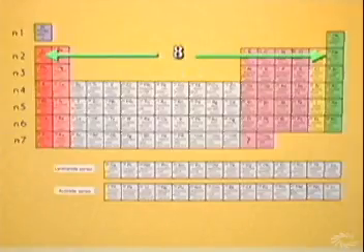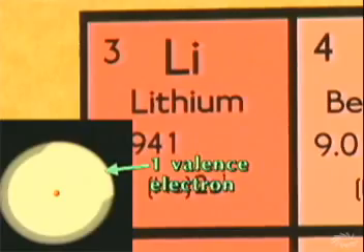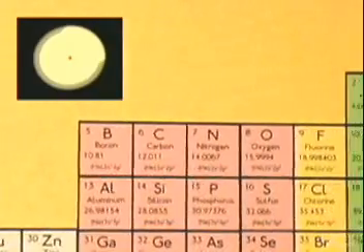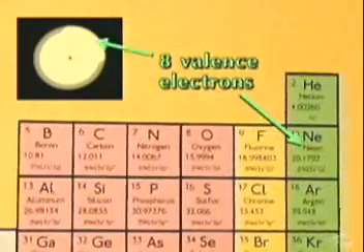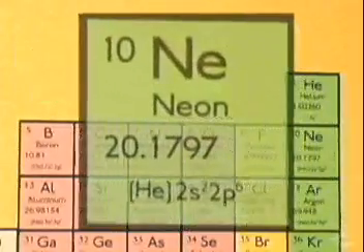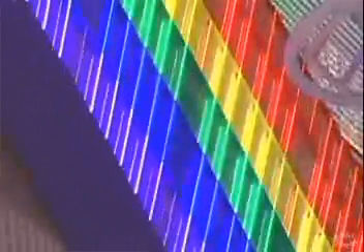The second energy level can accommodate 8 electrons, and there are 8 elements in the second period of the periodic table. Lithium has only 1 valence electron. Beryllium has 2. And so on until we get to neon, which has 8 valence electrons. The valence energy level of neon is full. Neon, like helium, is one of the noble gases.